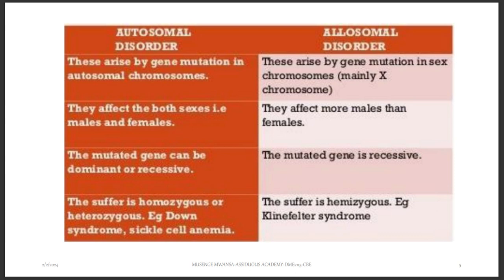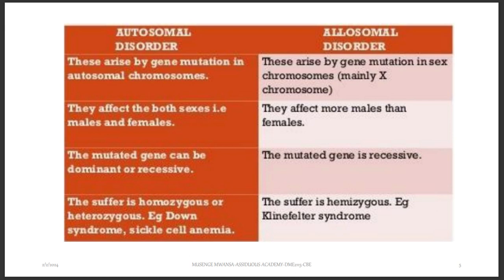But a female can have the gene for the same disease, let's say hemophilia. They have the gene for that disease, but the other X chromosome does not have the gene for that disease, so they'll just end up being a carrier. Because women have a chance of being carriers, they are less affected by allosomal disorders. With autosomal disorders, the mutated gene can be dominant or recessive, while with allosomal disorders, the mutated gene is recessive.